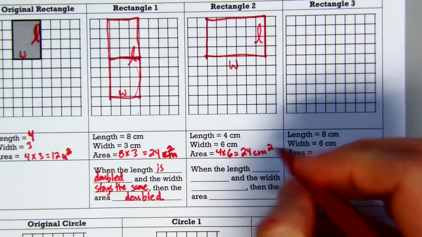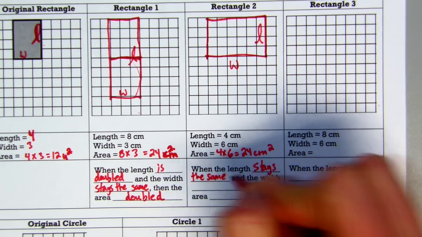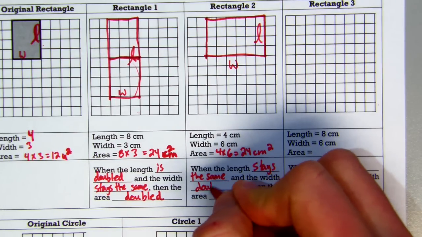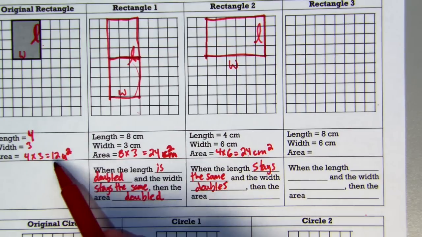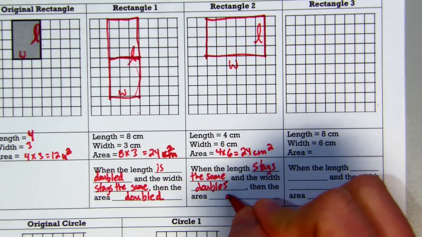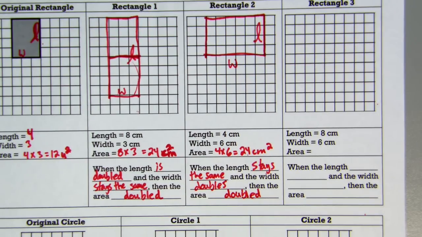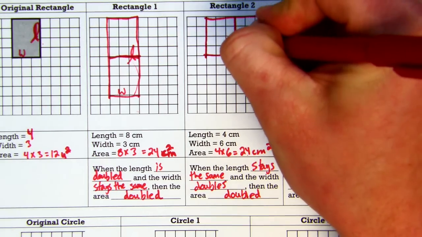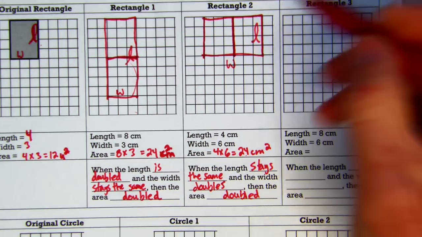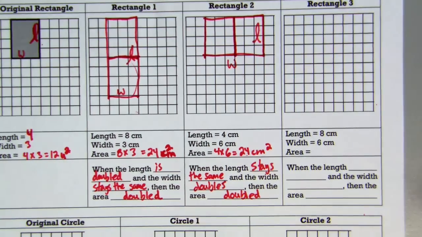So right now I have when the length stays the same and the width doubles, then the area, if I compare 24 and 12, I'll notice that my area doubles also. Just like the length, when it doubled, the area doubled. When the width doubles, the area doubles as well. And you can see if I split my larger piece here, the same two little rectangles are right here. They're just side by side now instead of top and bottom of each other.